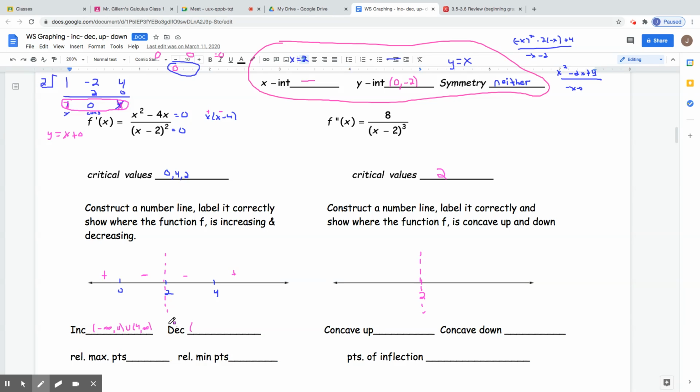And it's decreasing on the rest. Now we have to be careful, and this is why the asymptote is important. Normally we just do 0 to 4, but because of the asymptote, you have to split it up. So 0 to 2, union 2 to 4. Well, that's an awful 4, but you get the idea.